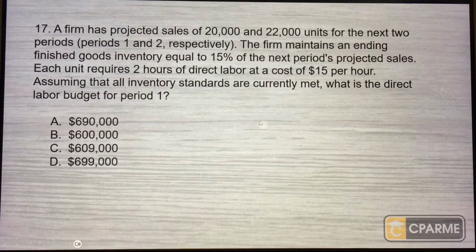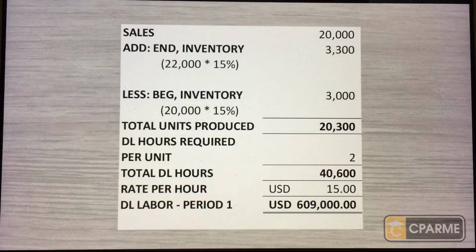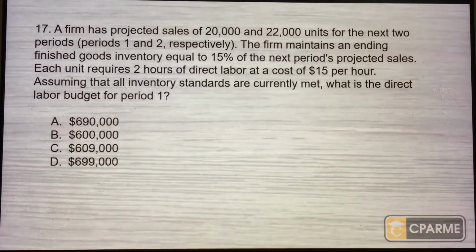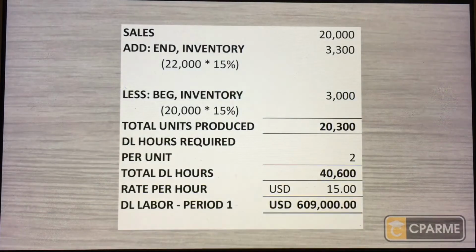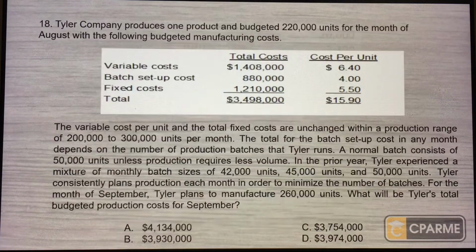So let's see the calculation. The correct answer is 609,000. The correct answer is letter C. Our formula there just revolves around the number of units sold, then add beginning inventory, less ending inventory. This one.